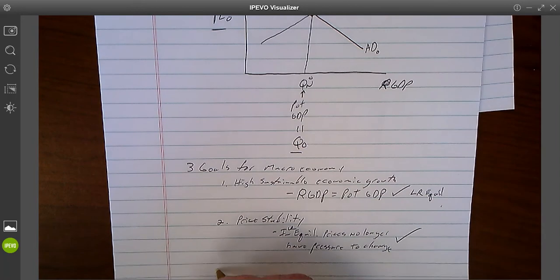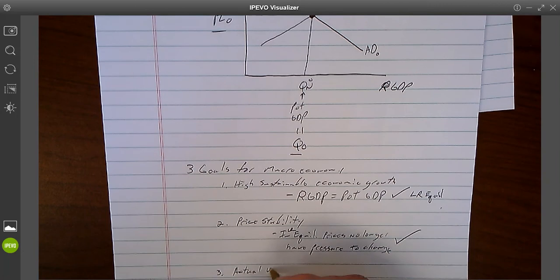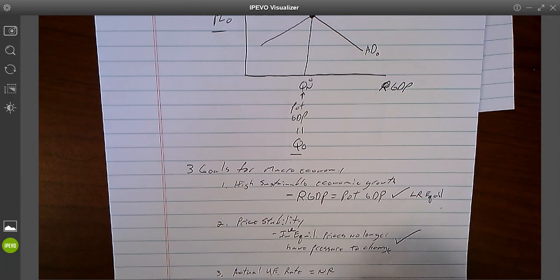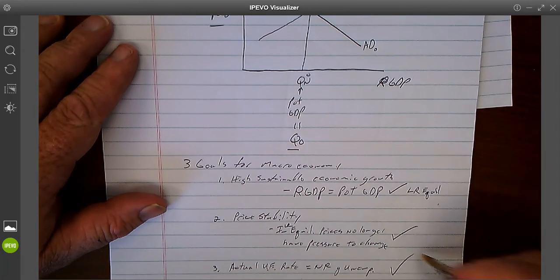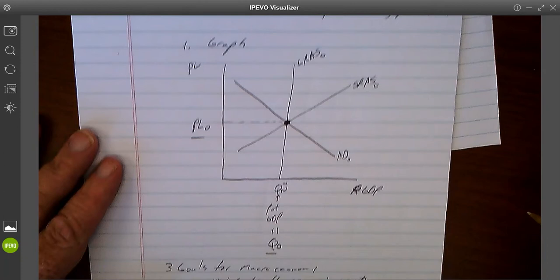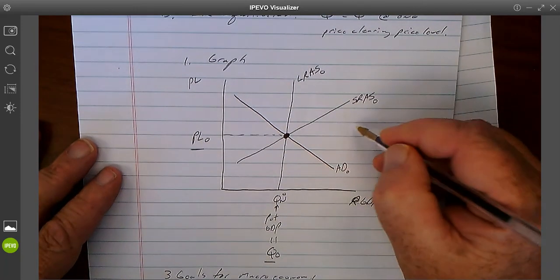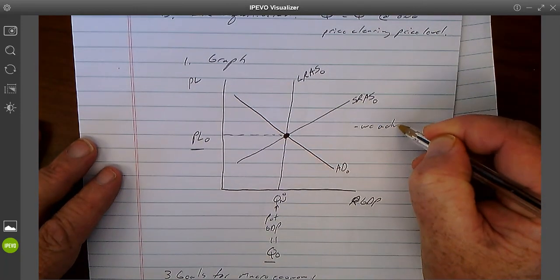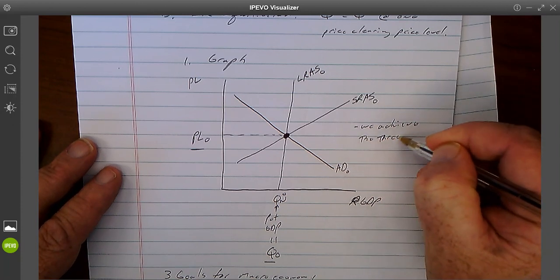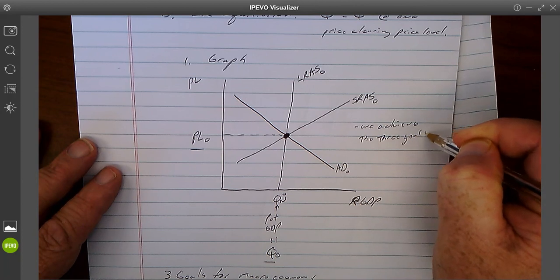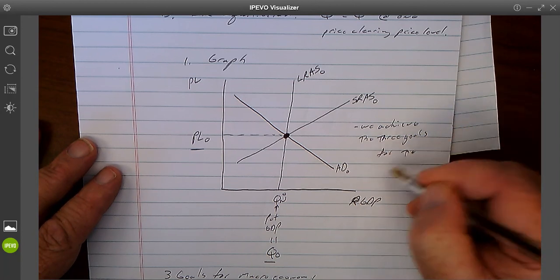And what was our third goal? The actual unemployment rate is equal to the natural rate of unemployment. And what do we see in long-run equilibrium? Check. So in long-run equilibrium, we achieve the three goals for the macroeconomy.